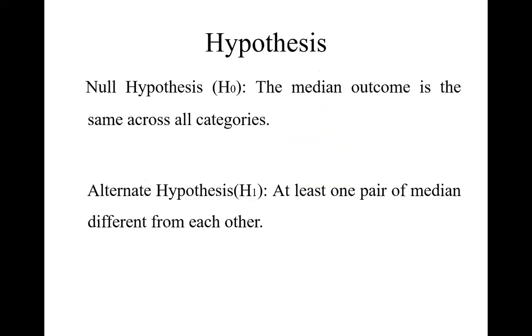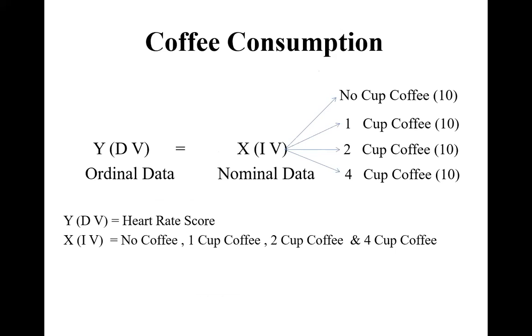Okay, so here the dependent variable is ordinal. If it is continuous, then it will be converted into ordinal. And the independent variable is nominal. There are 4 categories. We selected 10 people and took their heart rate scores. And then for the second group, the 10 people, we are giving 1 cup of coffee per day for 1 month. For the third group, we are giving 2 cups of coffee per day for 1 month. And the last group, the fourth.